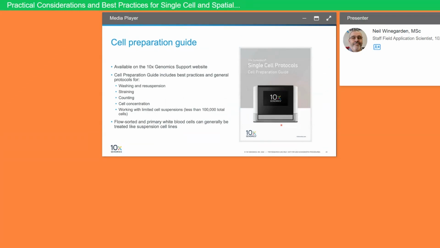Our website, support.10xgenomics.com, has a cell preparation guide which you can download and discusses each of these topics in even more detail.